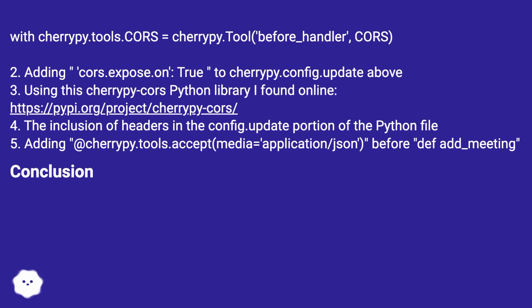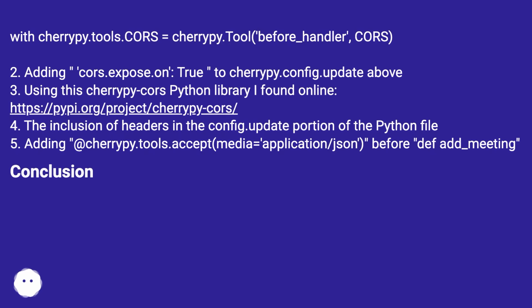3. Using this CherryPy CORS Python library I found online, at this URL. 4. The inclusion of headers in the config.update portion of the Python file. 5. Adding @cherrypy.tools.accept(media='application/json') before def add_meeting.